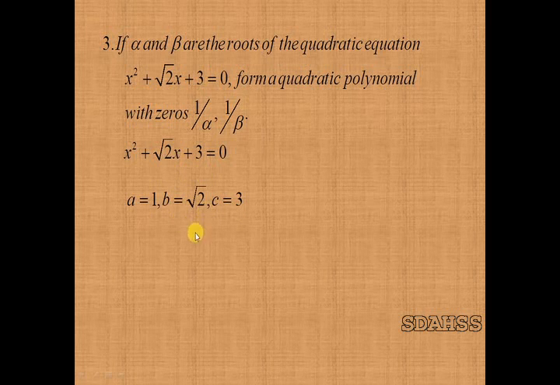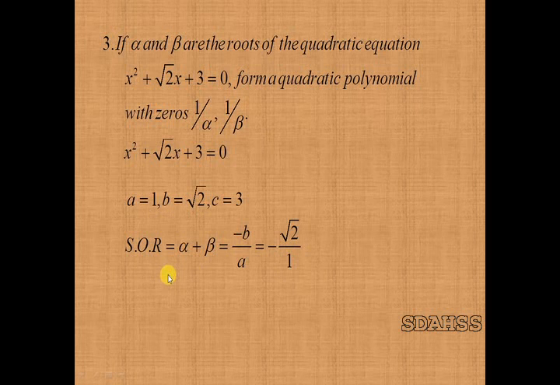Then we want to find the sum of the roots. Sum of the roots is alpha plus beta. We know the formula: minus b by a. Already we have studied in 10th standard. Minus b by a is equal to, in the place of minus b substitute minus root 2, divided by, in the place of a substitute 1. So minus root 2 by 1.